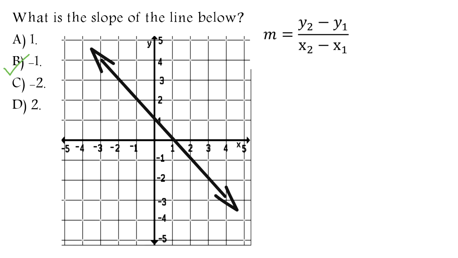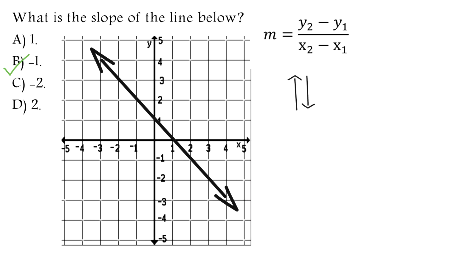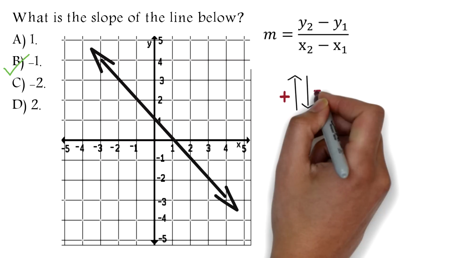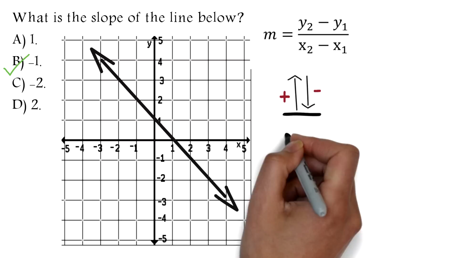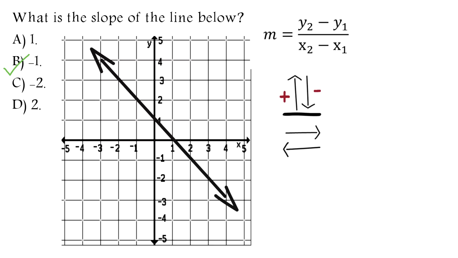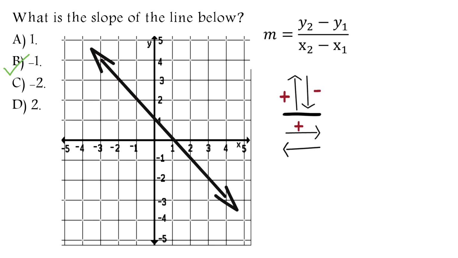We know that the change in y simply means how many points you are going up or down. If you are going up, then you have a positive change. If you are going down, then you have a negative change. The change in x simply means how many points you are going to the right or left. If you are going to the right, then you have a positive change. If you are going to the left, then you have a negative change.